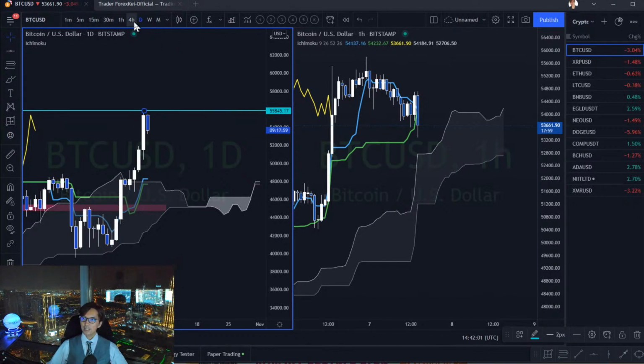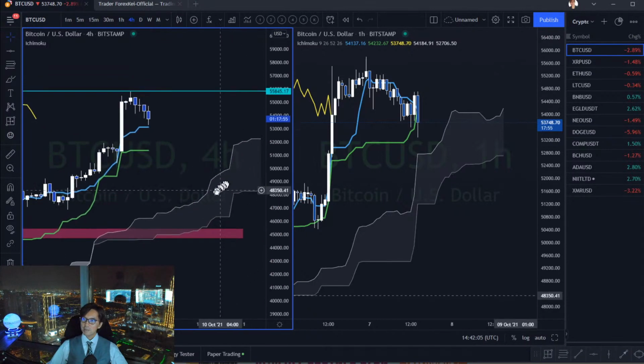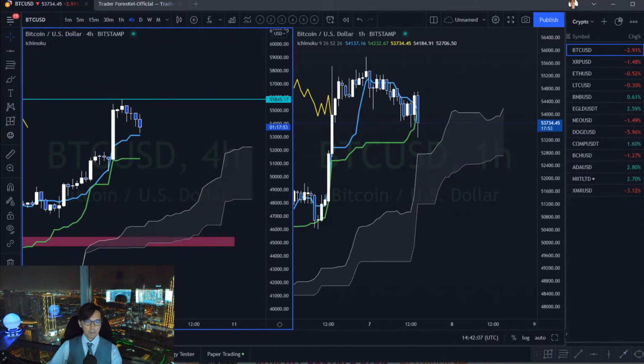Let me check the forward chart also. Yeah, in the forward chart, it's retracing backwards. So it might go back to the Kijun-sen in my opinion. So this is not a good time to buy. It may drop a bit more, in my opinion.